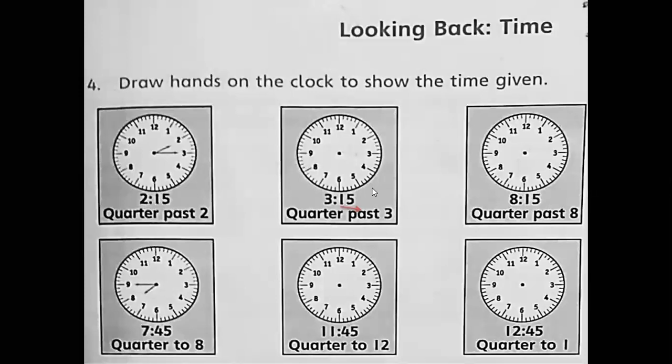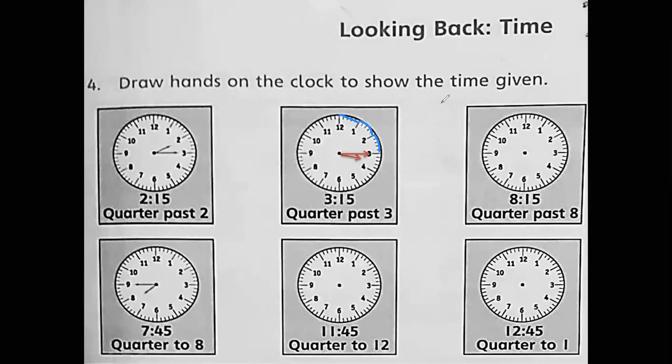So the hour hand will be in front of 3 and the minute hand will be on 3. 3 means: 1 means 5 minutes, 2 means 10, and 3 means 15, because between every two numbers there are 5 minutes. So here we always start counting the minutes from here: 5, 10 and 15.